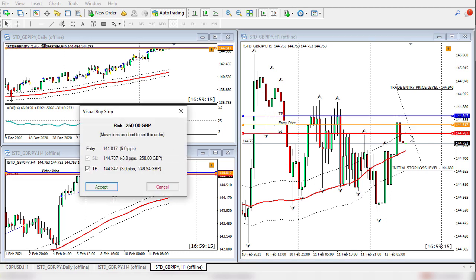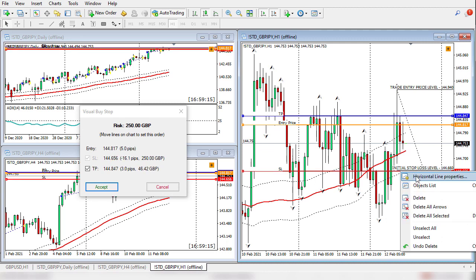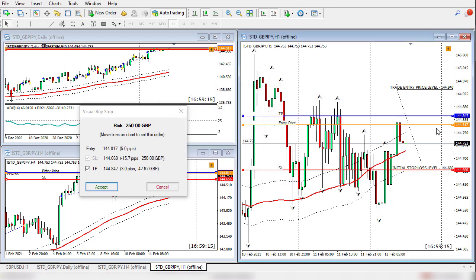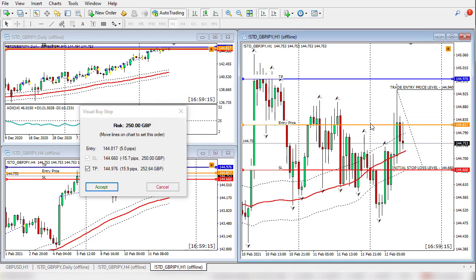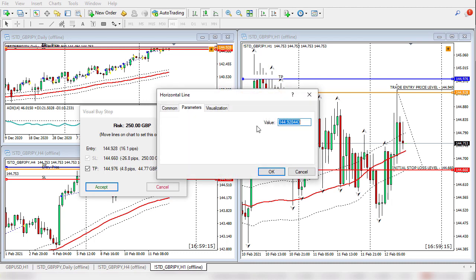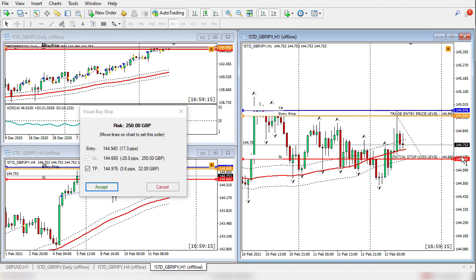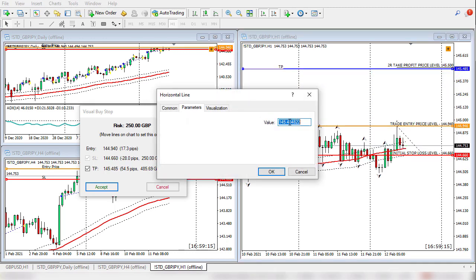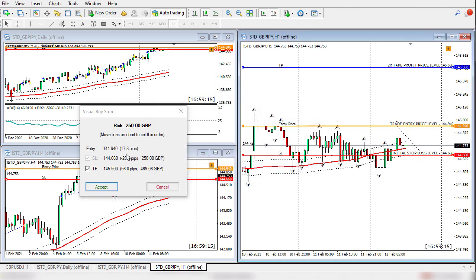250. And since we're using the visual mode, our stop loss is going to be placed at the 144.66 price level. Our trade entry is going to be at the 144.94 price level. And then last but not least, our profit target is going to be at the 145.50 price level. Now you can see that we're risking 28 pips and we're aiming for 56 pips as our profit. So we're risking 1 to make 2.